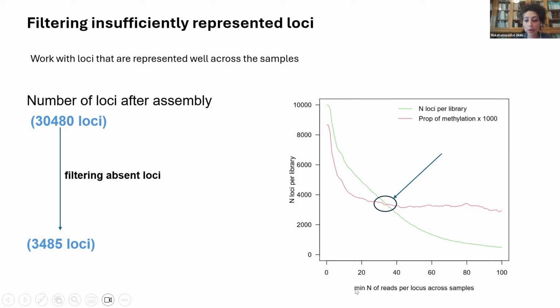And I found that by increasing the minimum number of reads per locus across samples, the green one, the number of loci decreases. But when I was looking at the proportion of methylation, the red one, I saw that by increasing the minimum number of reads per locus, the proportion of methylation stabilized somewhere around 33. That's why I use this number as a threshold, and the number of loci decreased to 3,485.